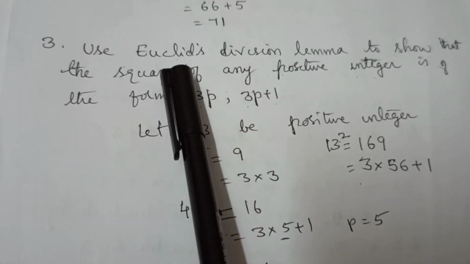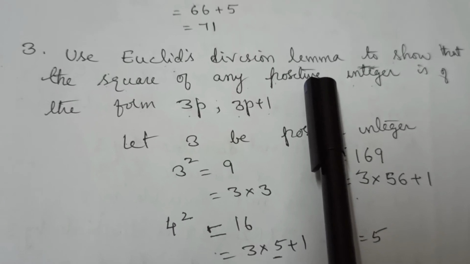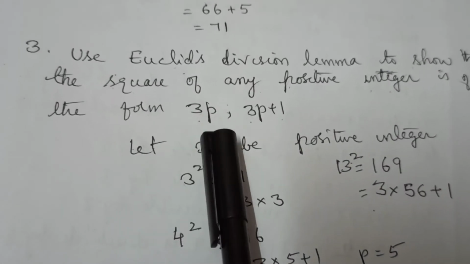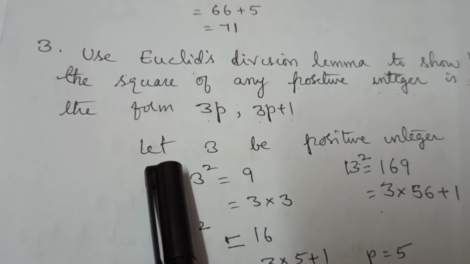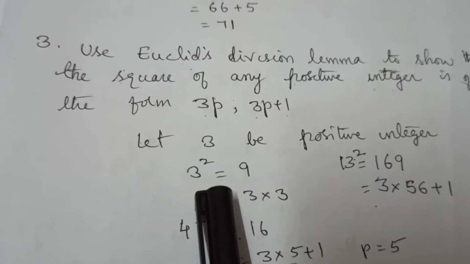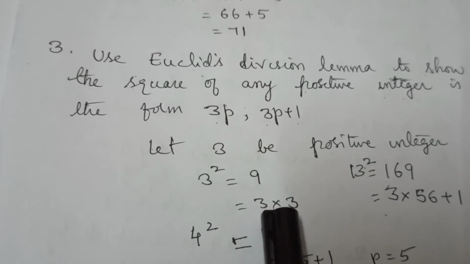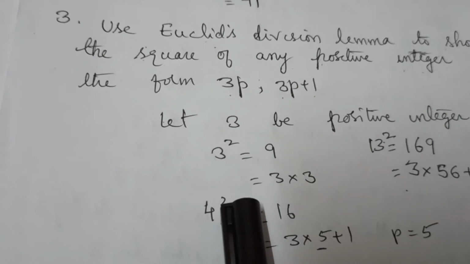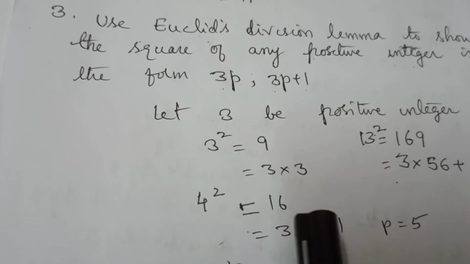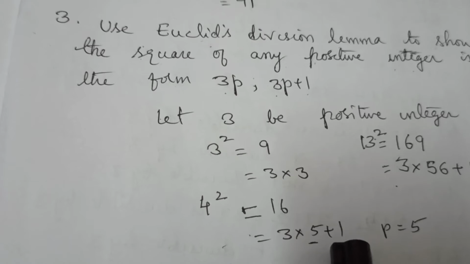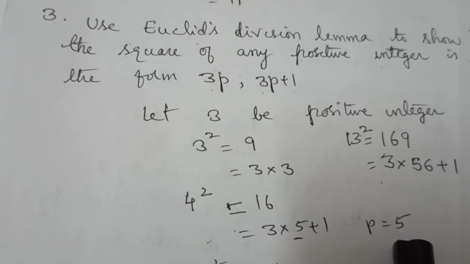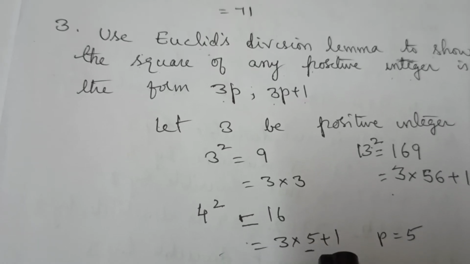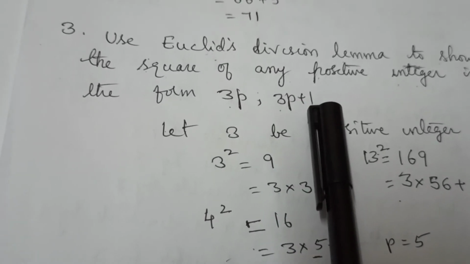Now the third problem is use Euclid's division lemma to show that the square of any positive integer is of the form 3p or 3p plus 1. So let 3 be the positive integer. So 3 square is 9. And if we take 13 square, that is 169. And 4 square is 3 into 5 plus 1, that is 3p plus 1. So here the p value is 5. If we take 16, it is 3 into 5 plus 1, that is we have proved 3p plus 1.